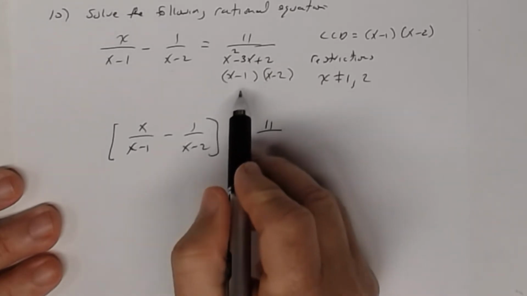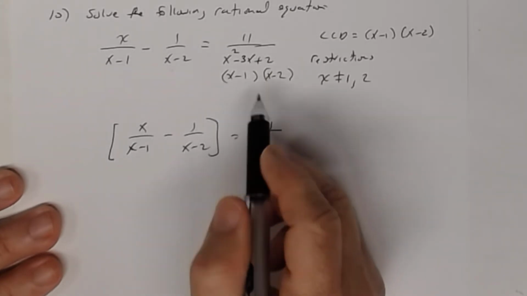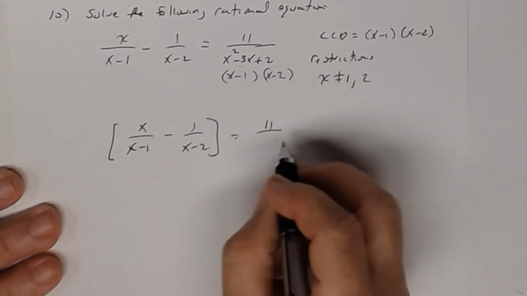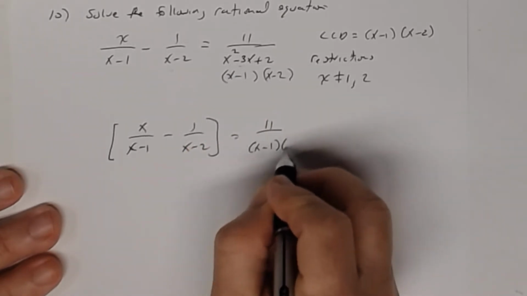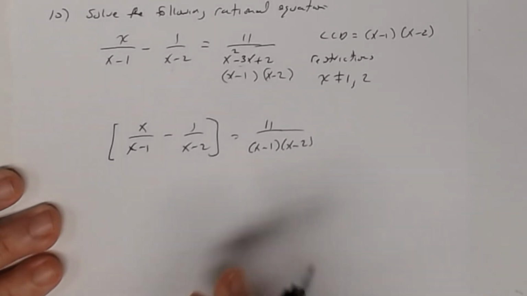And when you rewrite the left-hand side, write the denominator in factored form. Don't leave it as x squared minus 3x plus 2. Leave it in factored form. That's going to help you in a little while.